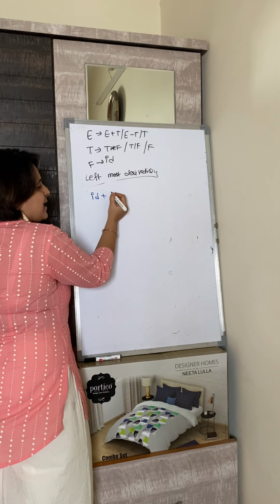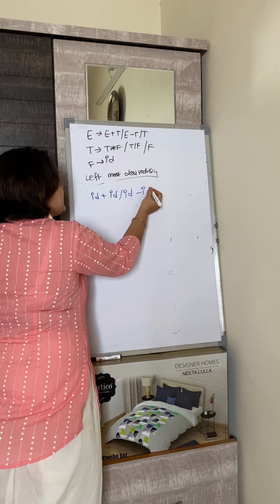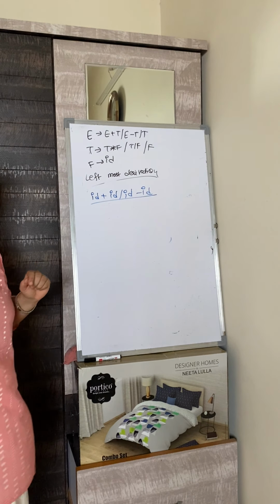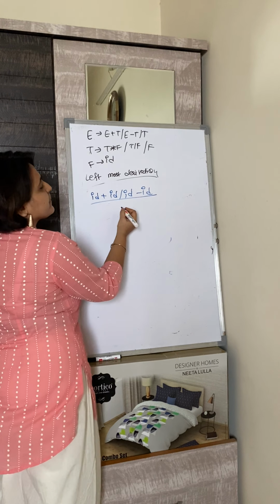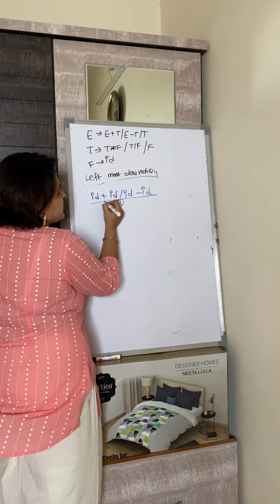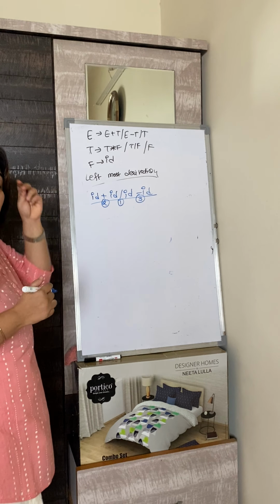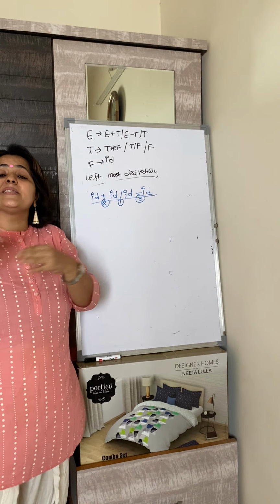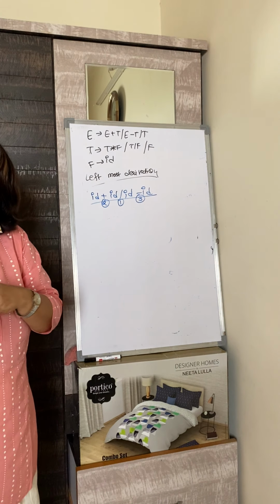id plus id divided by id minus id. Suppose this is our expression and you have to apply leftmost derivation. So what will happen? First of all, we will be giving precedence. This is the highest precedence, second highest precedence, third highest precedence. So this is deciding in which sequence the operators are going to be introduced.